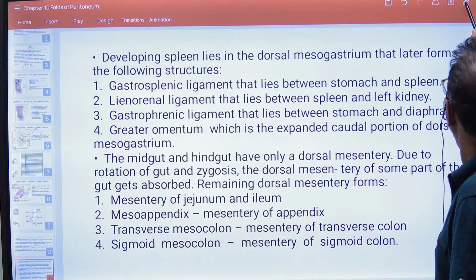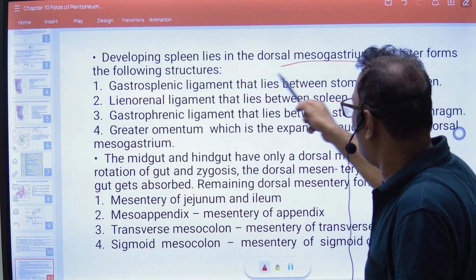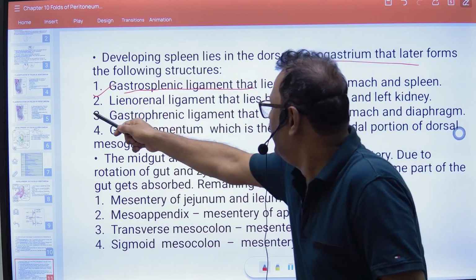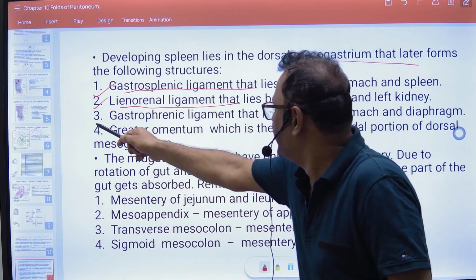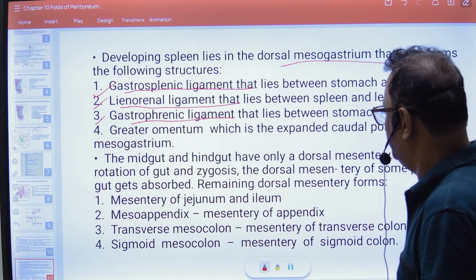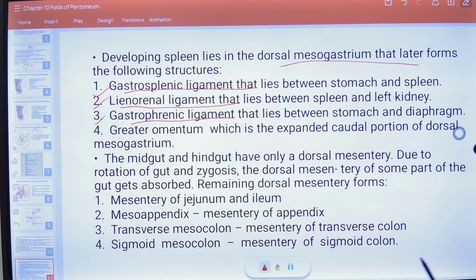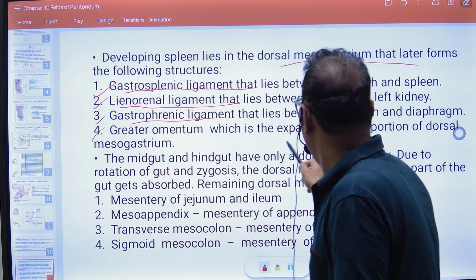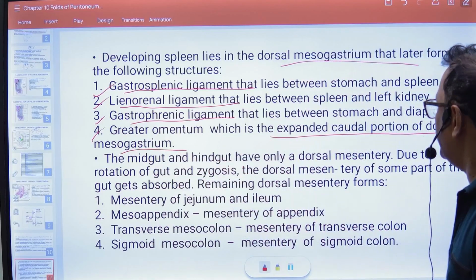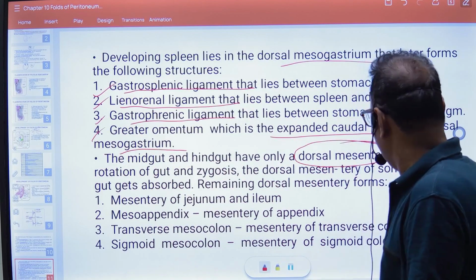With the development of the spleen, the dorsal mesogastrium forms the gastrosplenic ligament. We have already discussed the gastrosplenic ligament, the splenorenal ligament, and the gastrophrenic ligament that connects the stomach with the diaphragm. Now we have the greater omentum. This greater omentum is the expanded caudal portion of the dorsal mesogastrium, which we have already discussed. The midgut and hindgut regions have only the dorsal mesogastrium.